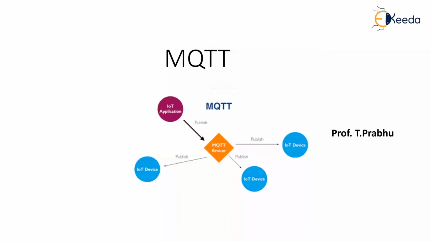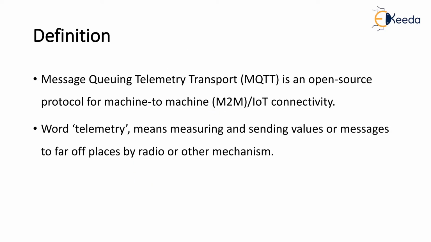It is useful for connections with remote locations where a small code footprint is required and network bandwidth is at a premium. We are going to see this MQTT for IoT applications in detail. Message Queuing Telemetry Transport is an open source protocol for machine to machine and IoT connectivity.